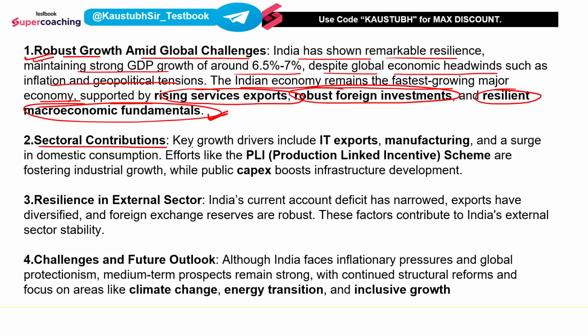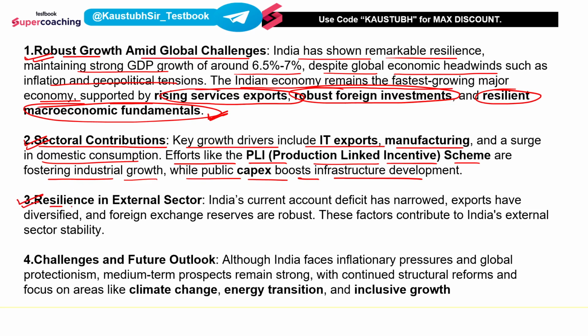Sectoral contributions: key growth drivers include IT exports, manufacturing, and a surge in domestic consumption. Efforts like the PLI, that is production linked incentive schemes, are also fostering industrial growth, while public capex, capital expenditure, boosts infrastructure development. So basically here this second point becomes your crux. Sectoral contributions, you can also talk about the agriculture sector, you can talk about the services sector, you can talk about IT, you can talk about other things.